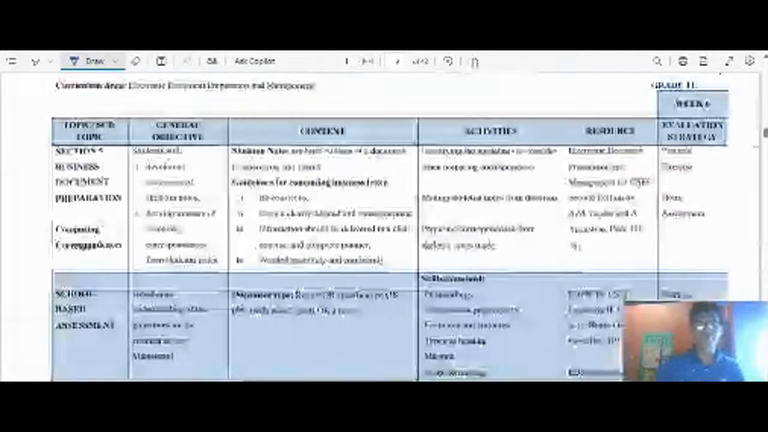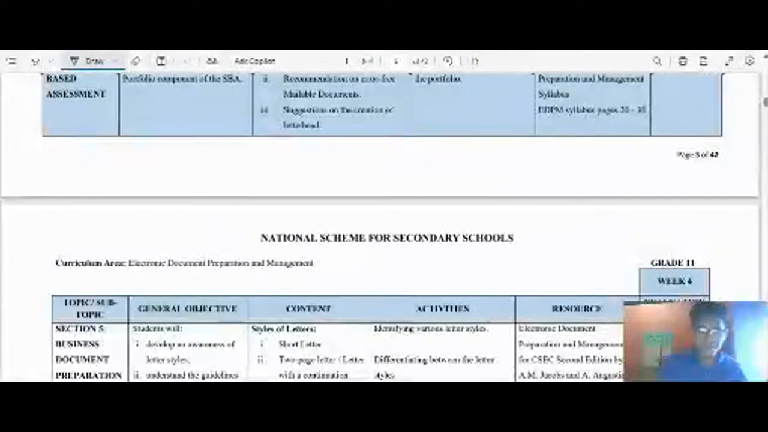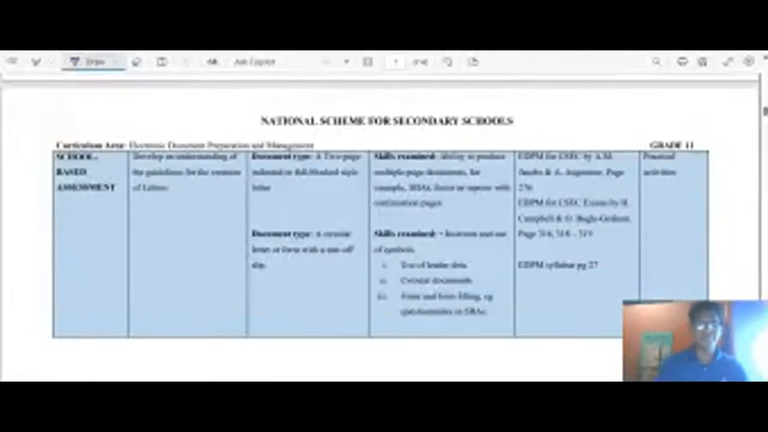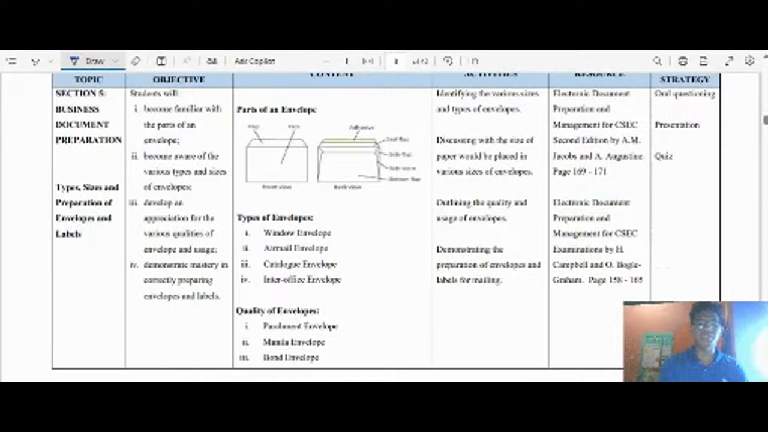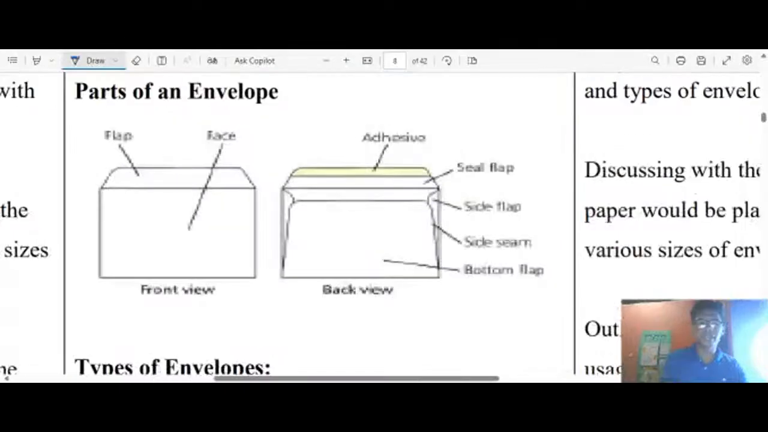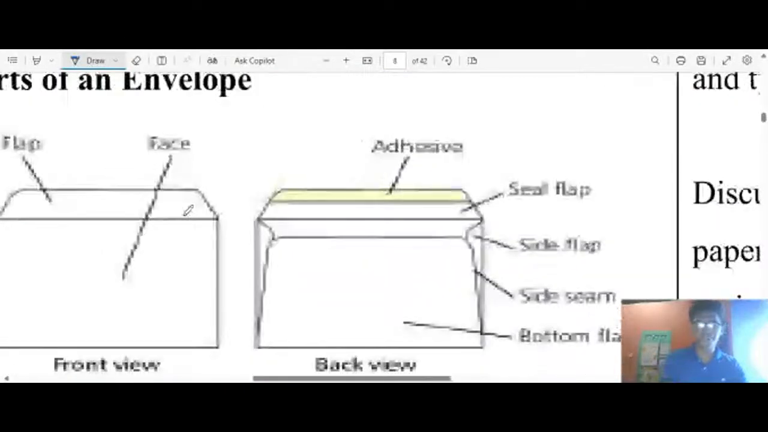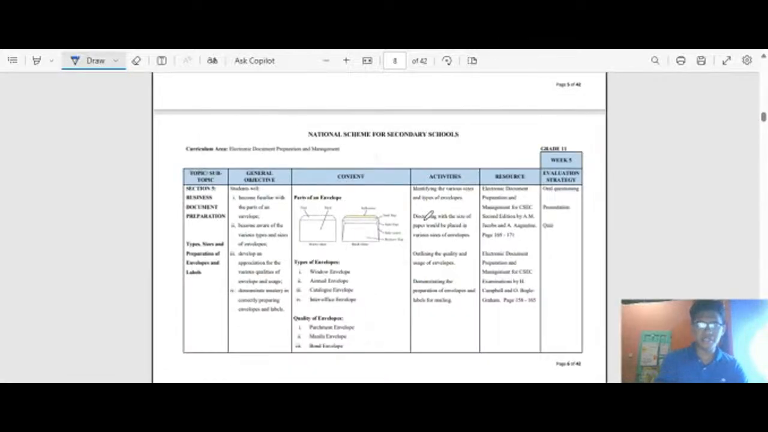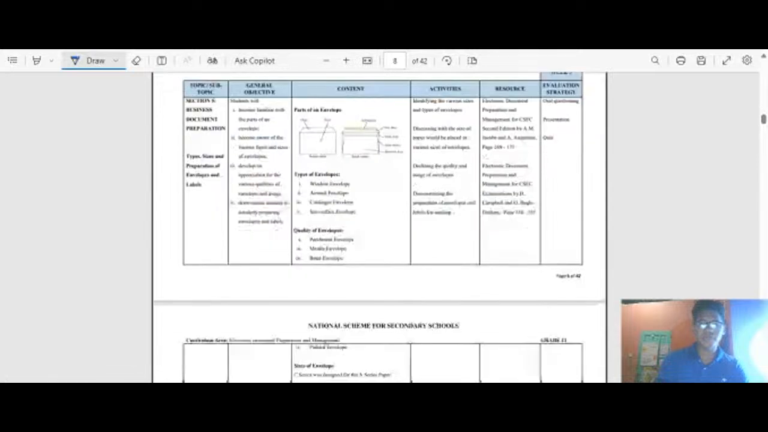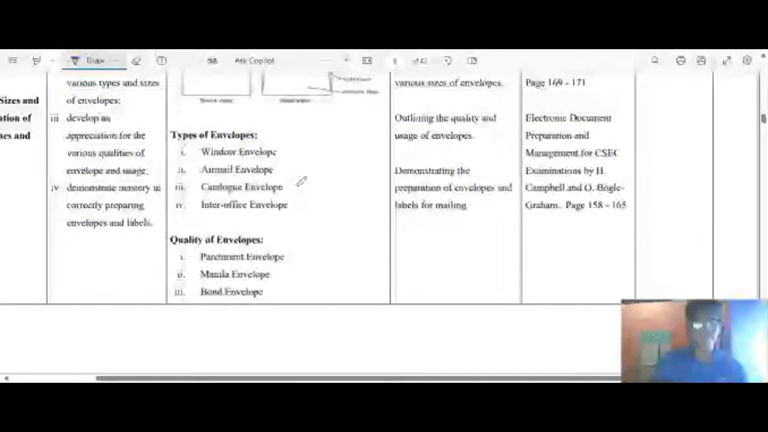So another thing we're going to look into is the document types. There's a two-page indented or fully blocked letter, and a circle letter with a tear slip, as we said before, which is a part of an envelope. You can hardly see it here, but I have to get a clearer image. For now, let's look into the types of letters.